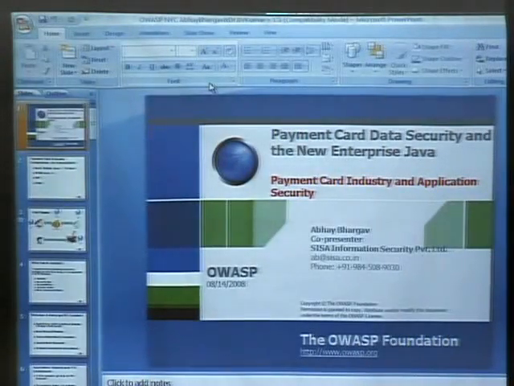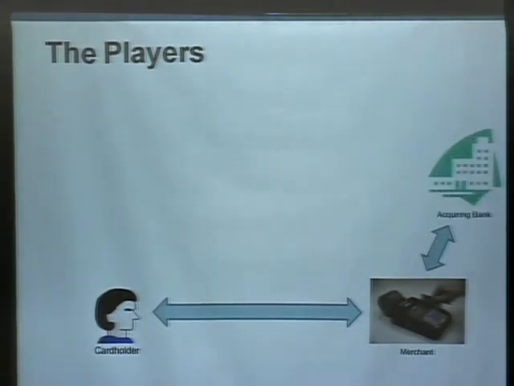Now this is a graphical representation of a very simple process flow of what really happens when you go into a merchant's establishment and use your card. So you are the card holder. You go to a merchant. The merchant takes your card and swipes it on his machine, right? So then the transaction moves to the acquiring bank. This is the bank the merchant is tied up with. The merchant's transactions are acquired by this bank. So this is the acquiring bank.